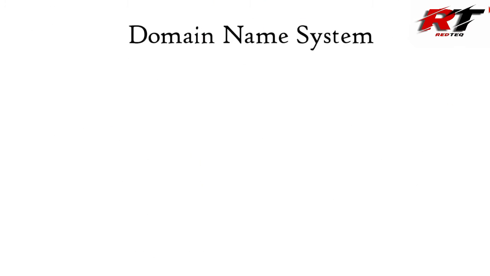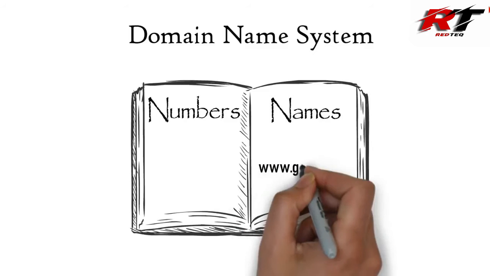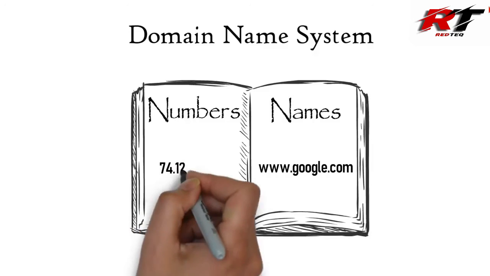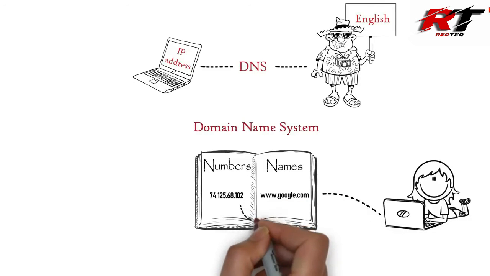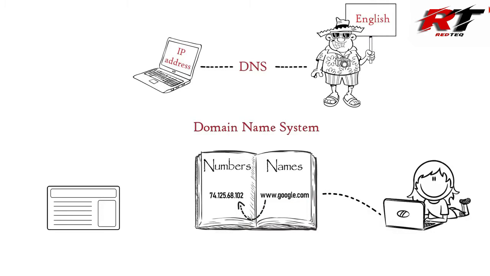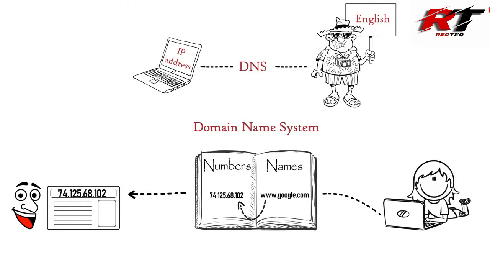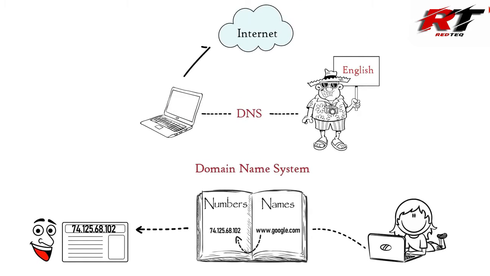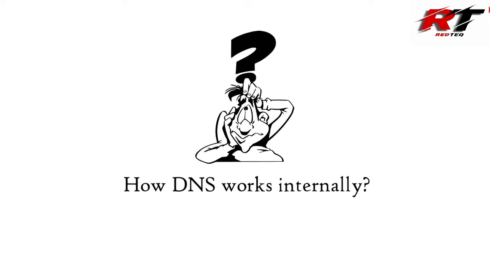DNS, or Domain Name System, maintains a table where names are mapped to numbers, or more specifically, where websites' domain names are mapped to their IP addresses. Now, when we type google.com in the web browser, DNS translates it to the web browser's language, that is the IP address, and gives it to the web browser. Now, the web browser understands that we want to access google.com, so it contacts the Google server and loads google.com on the computer. In short, DNS acts as a phone book of the internet, where the computer searches with names to get numbers. So, how does DNS work internally?